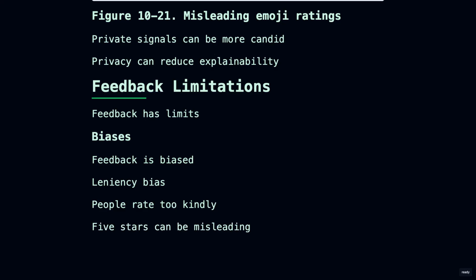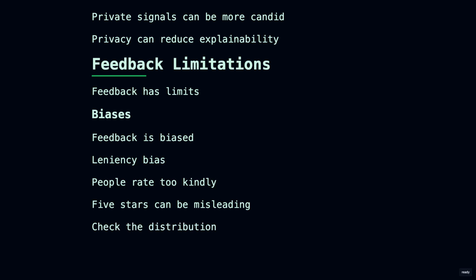On a 5-star scale, users may treat 5 stars as the only truly positive rating and use 4 stars only when something is wrong. That compresses the data and makes the scale harder to interpret. That bias does not make the system useless, but it does mean you should inspect the rating distribution carefully. If almost everything is at the top, the scale may not be measuring what you think it is.